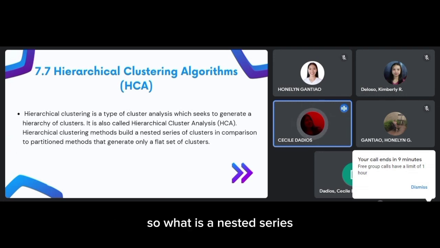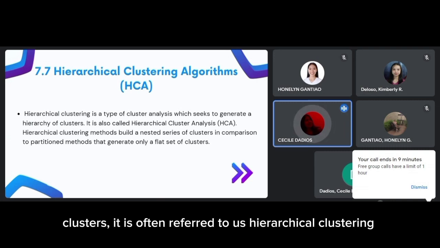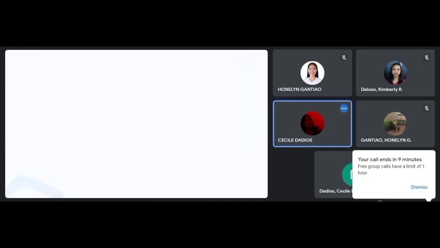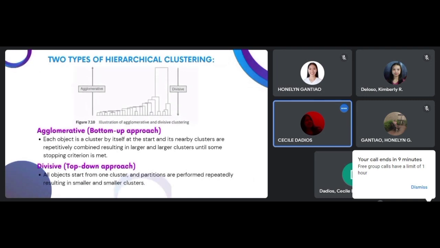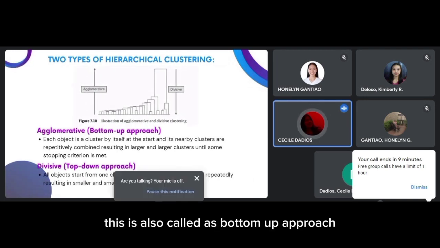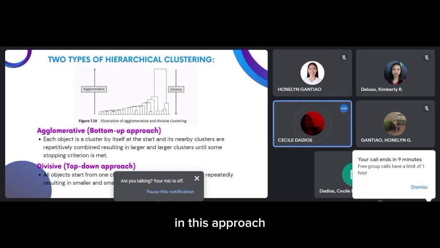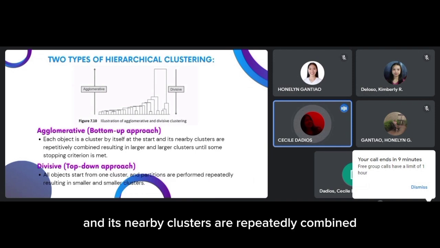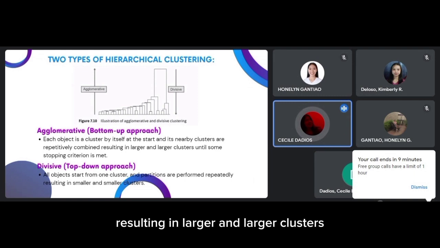So what is a nested series of clusters? It is often referred to as hierarchical clustering, a method of organizing data into a hierarchy of clusters within clusters. Agglomerative, also called the bottom-up approach. In this approach, each object is clustered by itself at the start and its nearby clusters are repeatedly combined, resulting in larger and larger clusters until some stopping criterion is met.